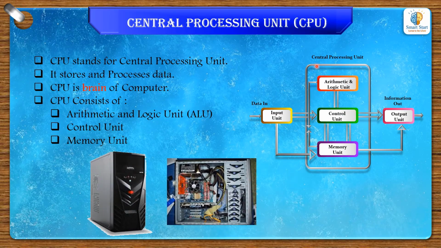Next unit is the central processing unit. CPU stands for central processing unit. It stores and processes the data. The CPU is the brain of the computer. The CPU is divided into three parts. First is the arithmetic logic unit, second is the control unit, and third is the memory unit. This is a diagram of our CPU.